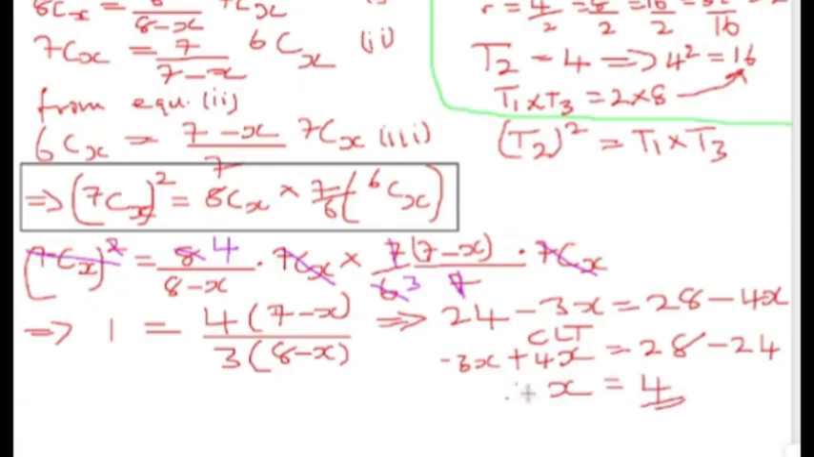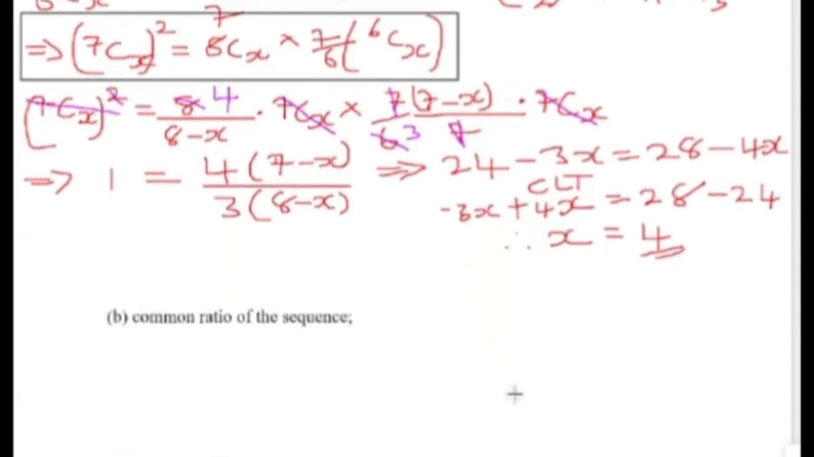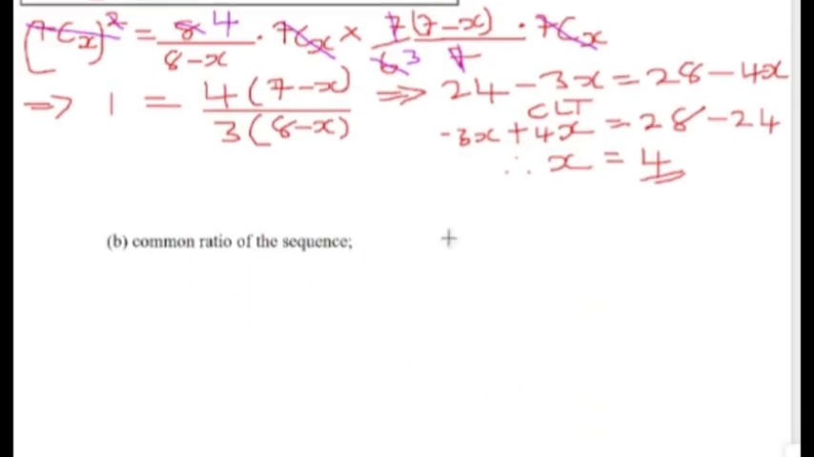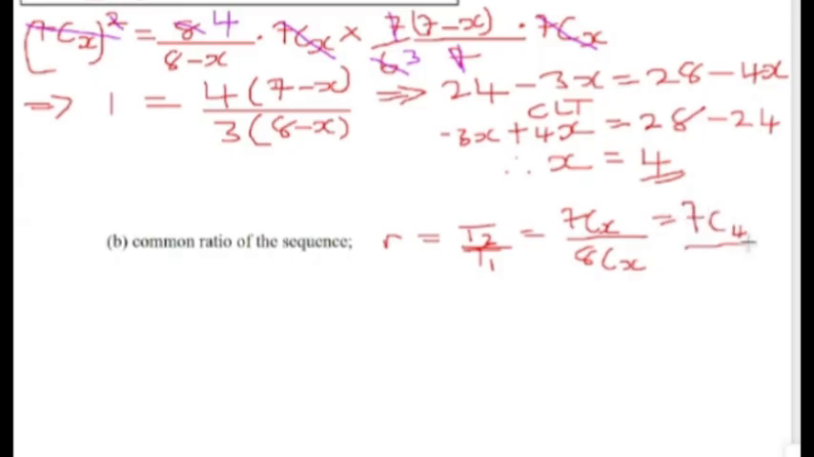And this is the solution to that question. Now the B part, that is 10B, it says we should find the common ratio of the sequence. Now the common ratio is easy. We know that R is, let's take T2 over T1. Now what is our T2? Our T2 is 7 combination x, so that's 7 combination x divided by 8 combination x, which we found already to be 7 combination 4 divided by 8 combination 4.